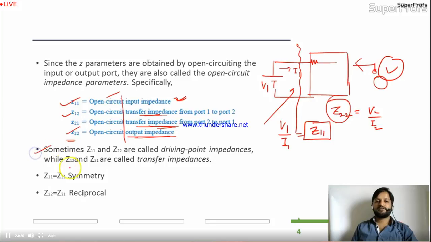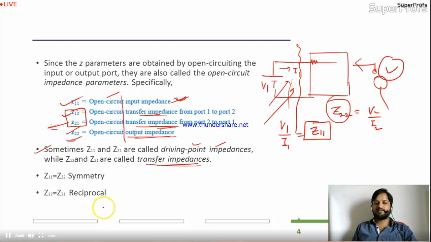Sometimes Z11 and Z22 are called the driving point impedances. These are the equivalent impedance of the circuit between two ports, while the other is opened. While Z12 and Z21 are called the transfer impedances. Z12 and Z21, they are the transfer impedances. Z11 and Z22, they are called the driving point impedances.